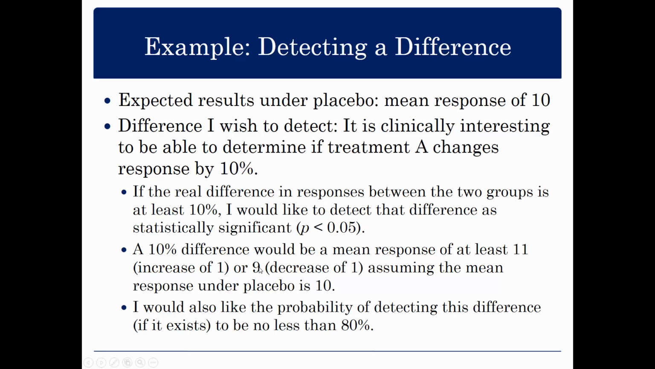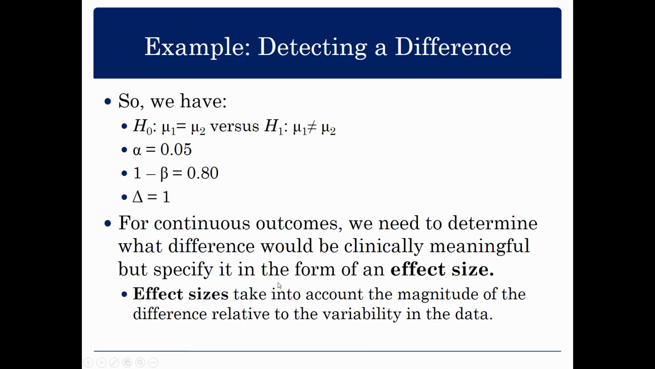I would also like my chances of finding that difference to be really high. And that's the power. That's 80%. So I set the power at 80%. I set the type 1 error. I set the difference I want to detect. I know I'm doing a t-test. The t-test is math. There's a formula and there's point-and-click software that will allow you to put these things in and get the estimated sample size back out. So we have two hypotheses: equivalence of the groups versus their responses are unequal. Type 1 error, power, and the difference of 1.